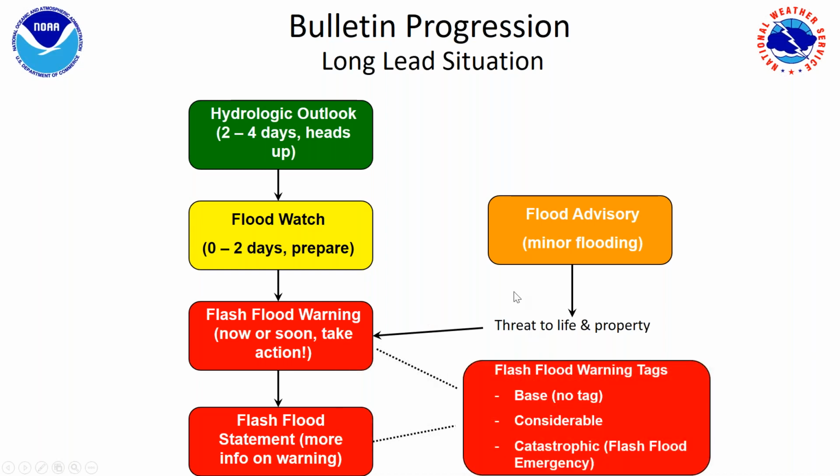Now with the flash flood warning, since 2019, we started using the impact-based warning format. So now you have different levels of warnings that you can send out. In most cases you're going to have what's called a base level warning, which has no tags attached to it. That's going to be for, you might have a road closed, isolated impacts, but it's not expected to be really bad.